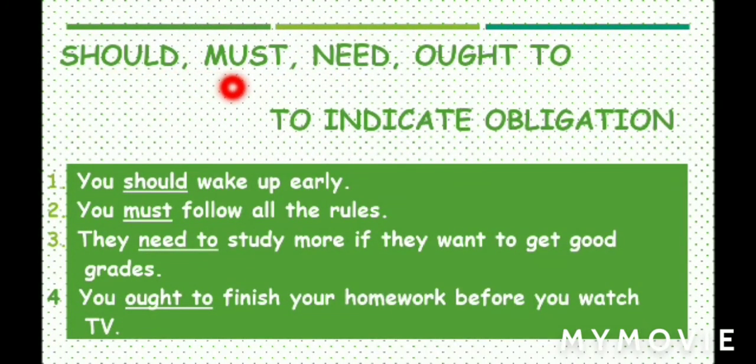Now, should, must, need, and ought to are used to indicate obligation. Like, you should wake up early. We must follow all the rules. They need to study more if they want to get good grades. And number 4, you ought to finish your homework before you watch TV. These sentences, should, must, need to, and ought to, are clearly showing obligation.